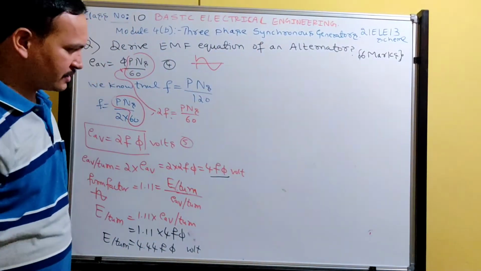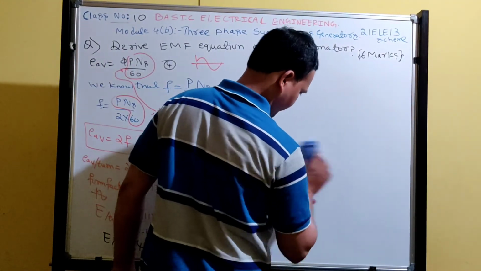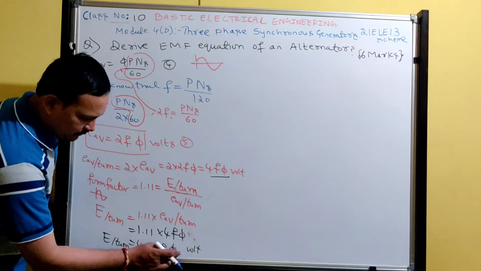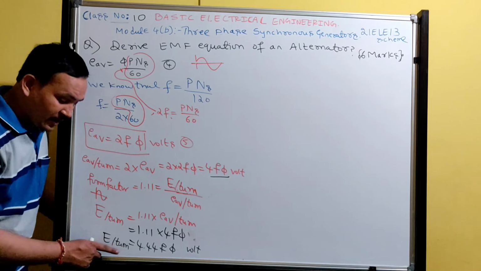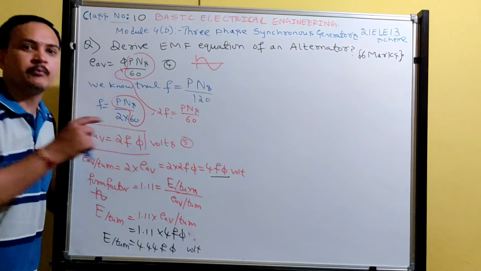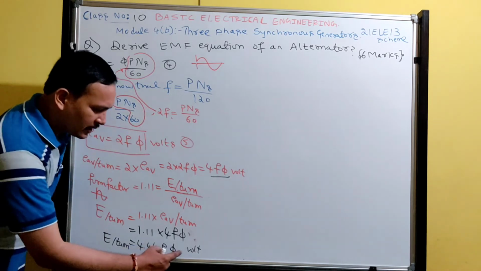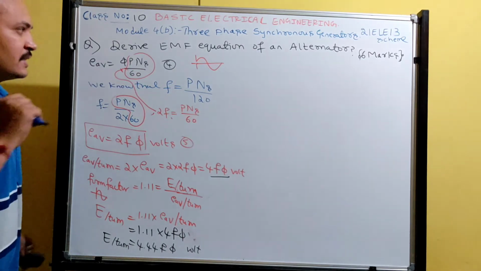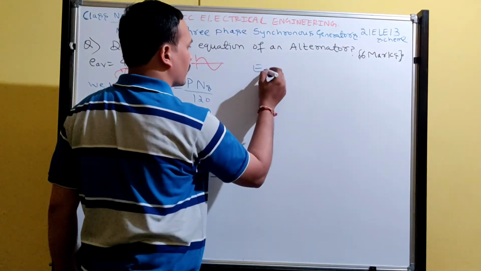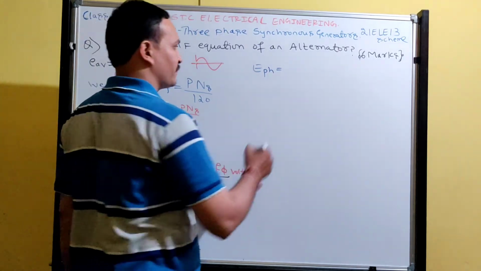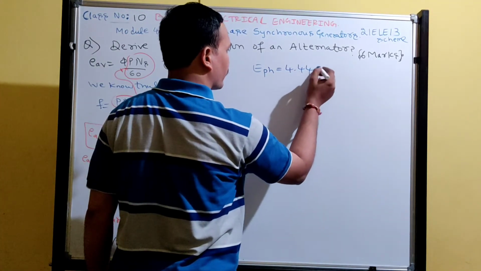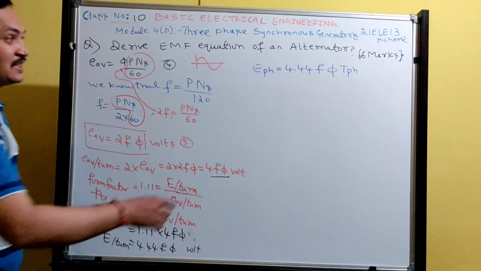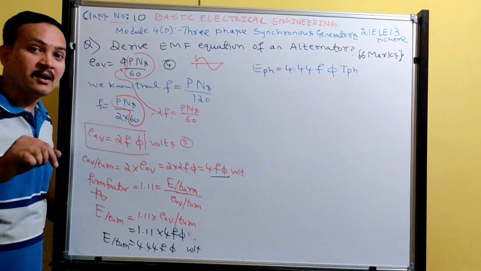Understanding? Very easy. Derivations are very easy to proceed step by step. Now assuming there are many turns. In one turn, we got 4.44 F pi. If there are 100 turns, you multiply by 100, then you will get the voltage for 100 turns. In general, induced voltage per phase is equal to 4.44 F pi into TPH. What is TPH? Number of turns per phase.